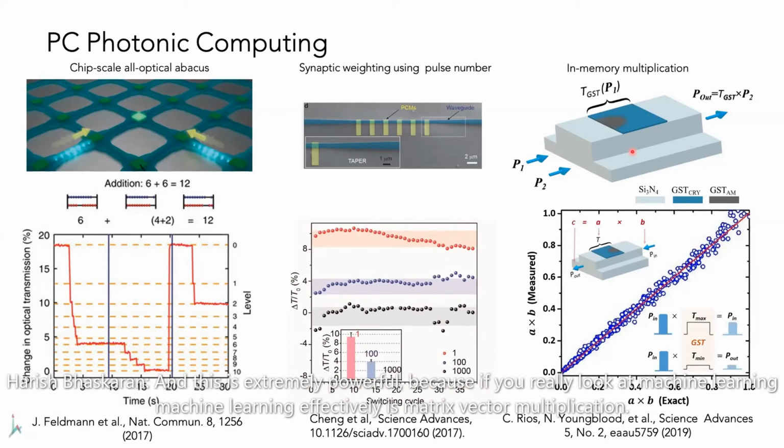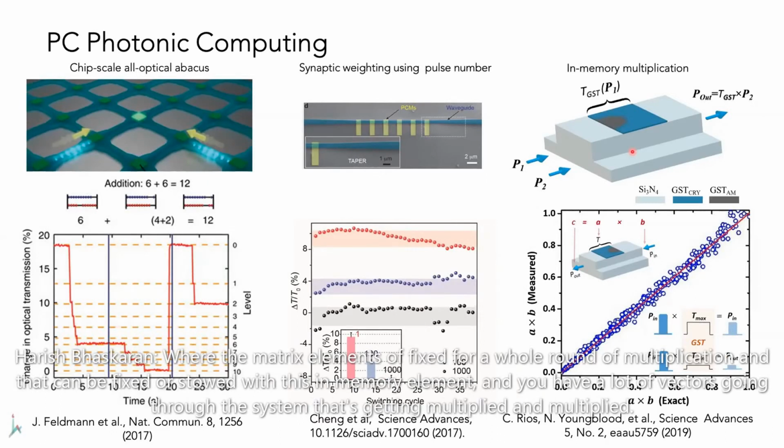And this is extremely powerful, because if you really look at it, machine learning is effectively matrix vector multiplication, where the matrix elements are fixed for a whole round of multiplications, and that can be fixed or stored with this in-memory element. And you have a lot of vectors going through the system that are getting multiplied.